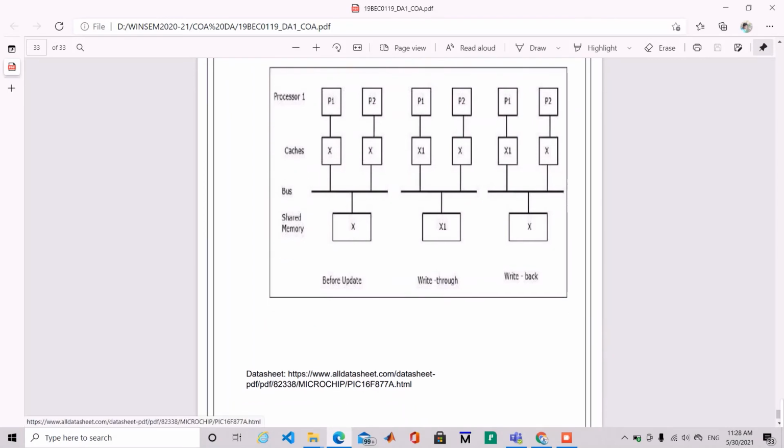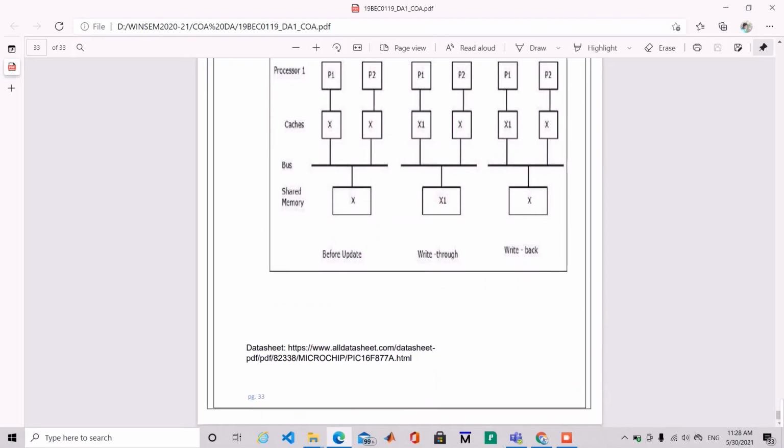And this is the datasheet link which I selected to explain and to get the details about the PIC16F877A microcontroller. And that's it about my digital assignment explanation. Thank you.